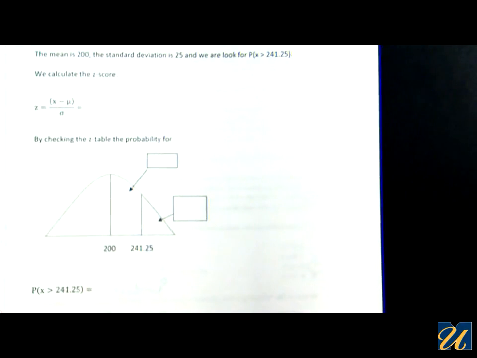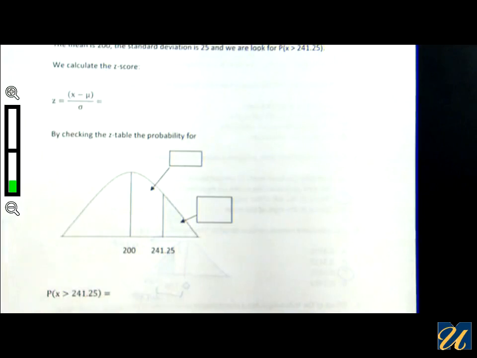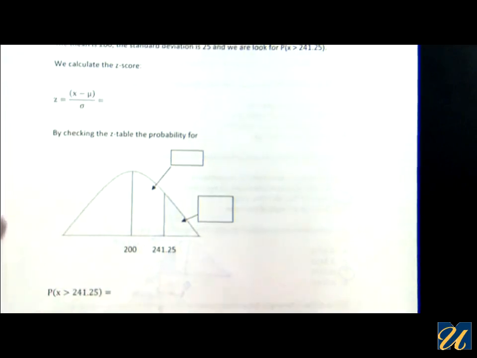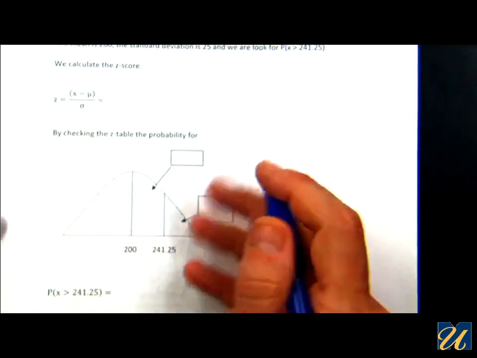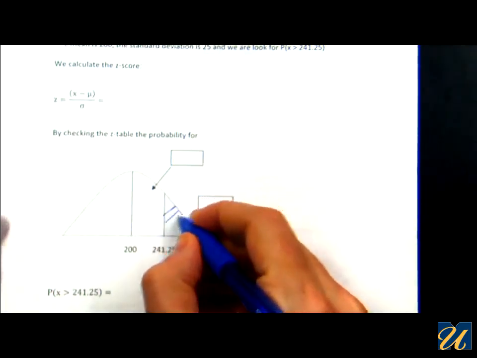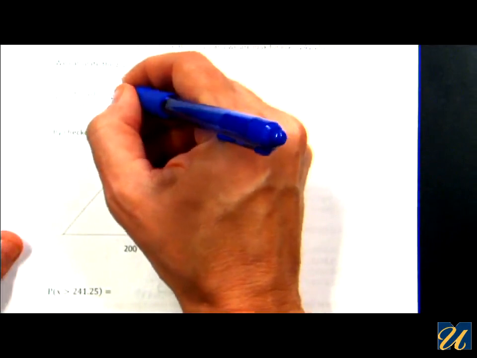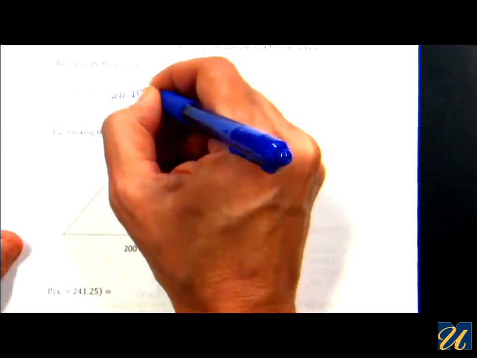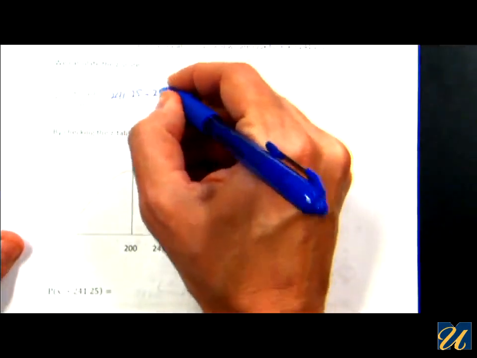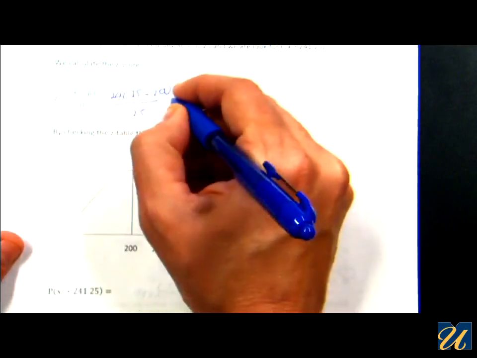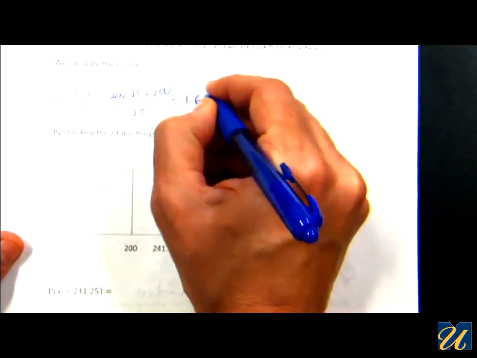We draw the normal curve. Mu is 200. 241.25 is to the right. I'm looking for the area that x is greater than 241.25. Therefore, I'm looking for this area. We find the z-score for 241.25 minus 200 over 25. The z-score will be 1.65.